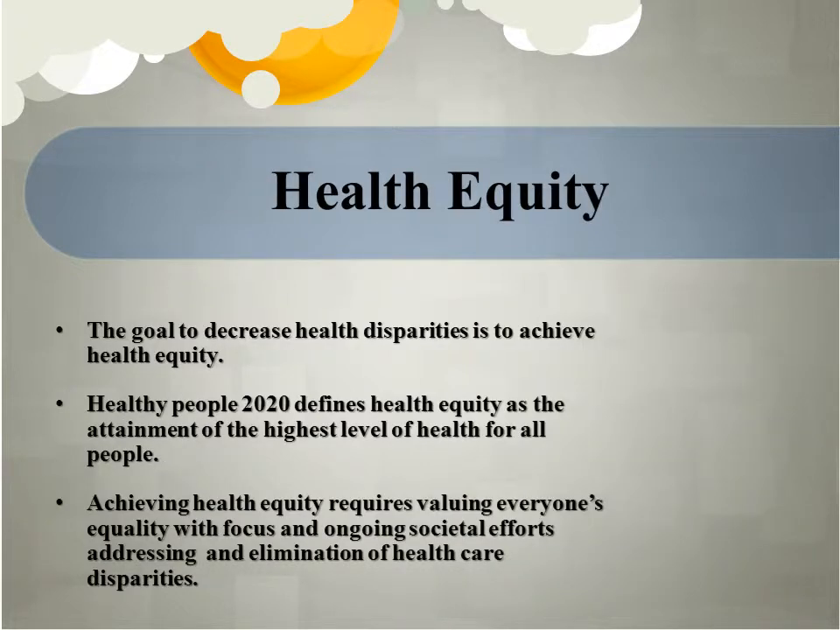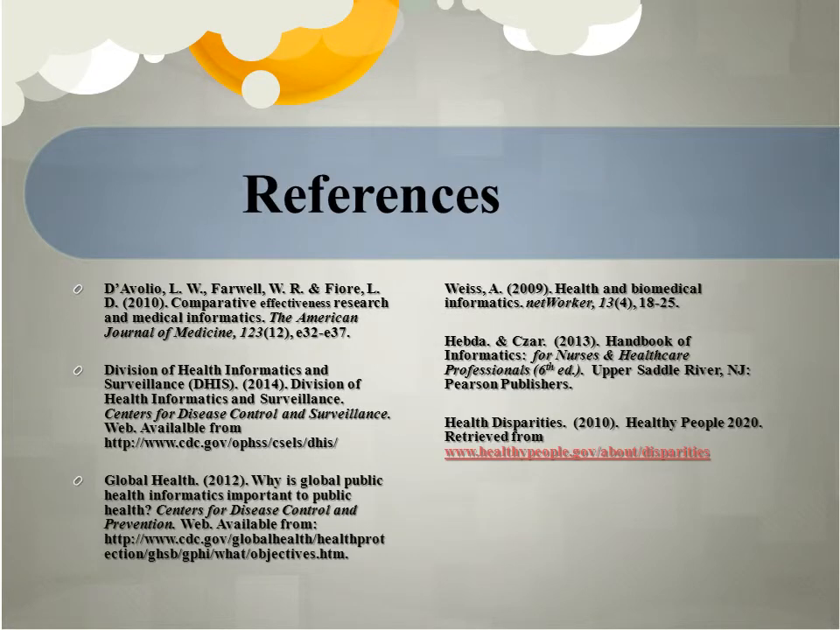Health equity. The goal to decrease health disparities is to achieve health equity. Healthy People 2020 defines health equity as the attainment of the highest level of health for all people. Achieving health equity requires valuing everyone equally, with focused and ongoing societal efforts addressing and eliminating all health disparities.